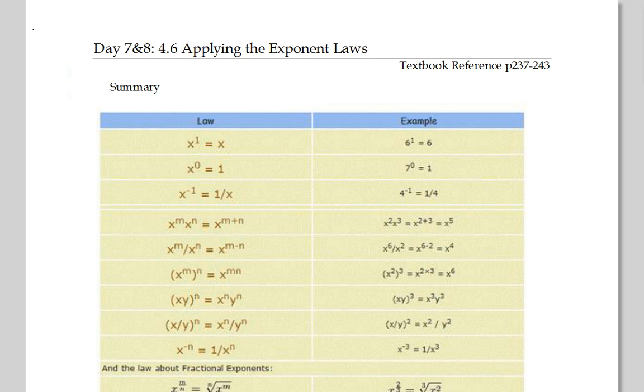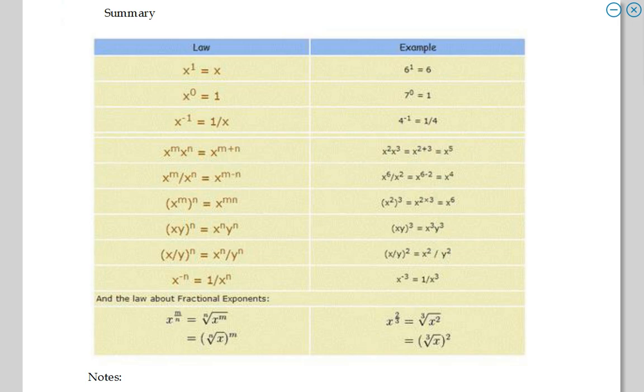Okay, so today's day 7 and 8. We're just going to do some of the section today. Basically we have to put all the exponent laws together and solve problems where any one of these laws could be used at any time. We're just going to go through them one by one.